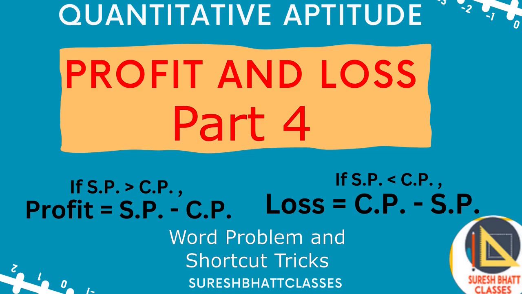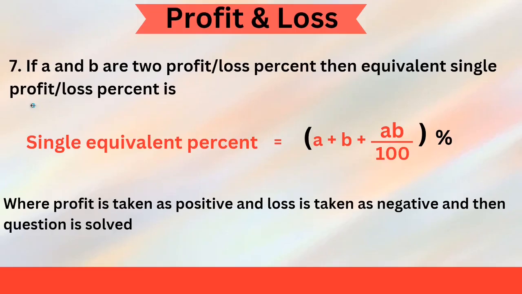Before going to questions, we understand some shortcut formulas to calculate profit and loss. We go to formula 7. If A and B are two profit or loss percents, then the single equivalent percent is equal to A plus B plus AB upon 100 percent, where profit is taken as positive and loss is taken as negative, and then the question is solved.